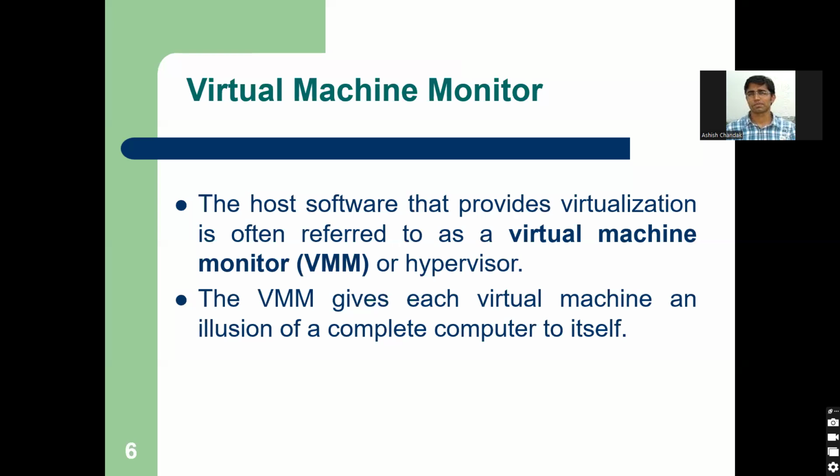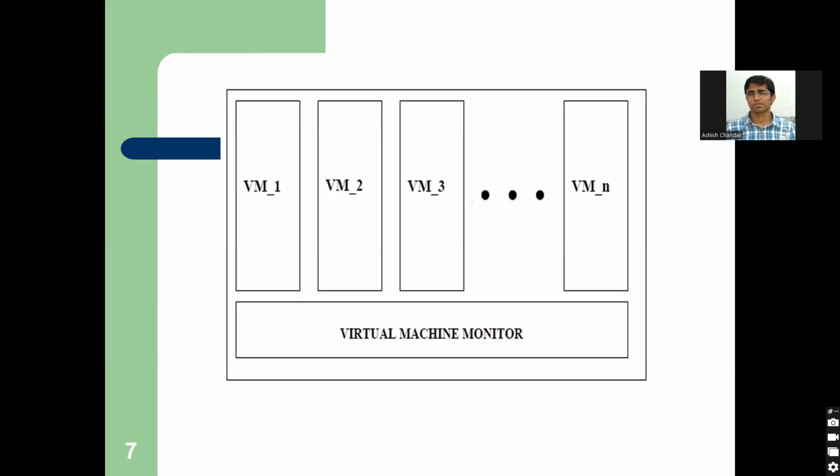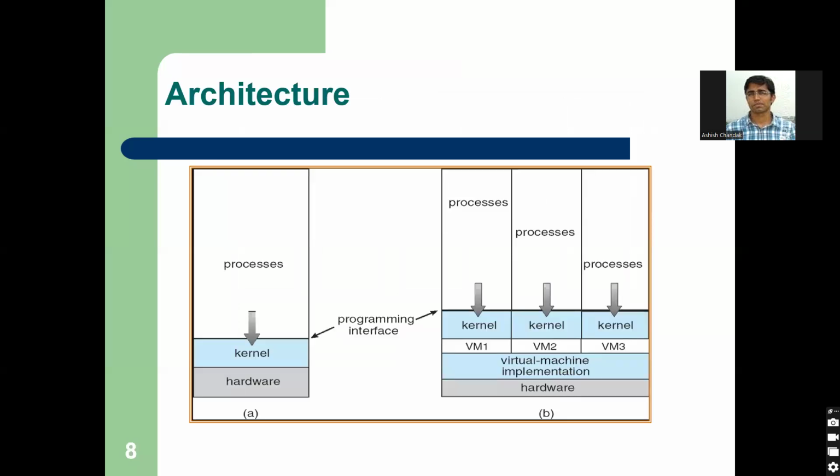The host machine software that provides virtualization is also known as virtual machine monitor or hypervisor. The software that provides virtualization, let us say if you install Oracle VirtualBox, that is also known as virtual machine monitor. The virtual machine monitor gives each virtual machine an illusion of a complete computer itself. So you can see there is a virtual machine monitor, and above the virtual machine monitor there are virtual machines. So you can run n number of virtual machines, meaning there is an illusion of n number of processors available for executing the processes.